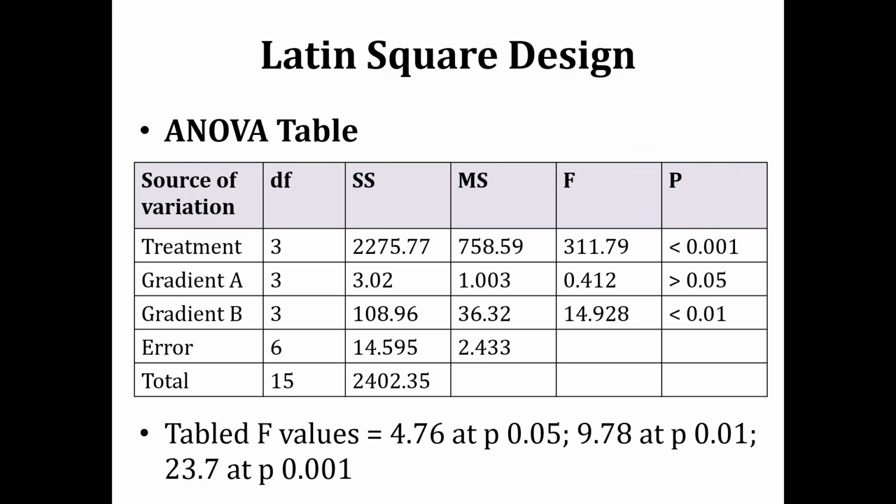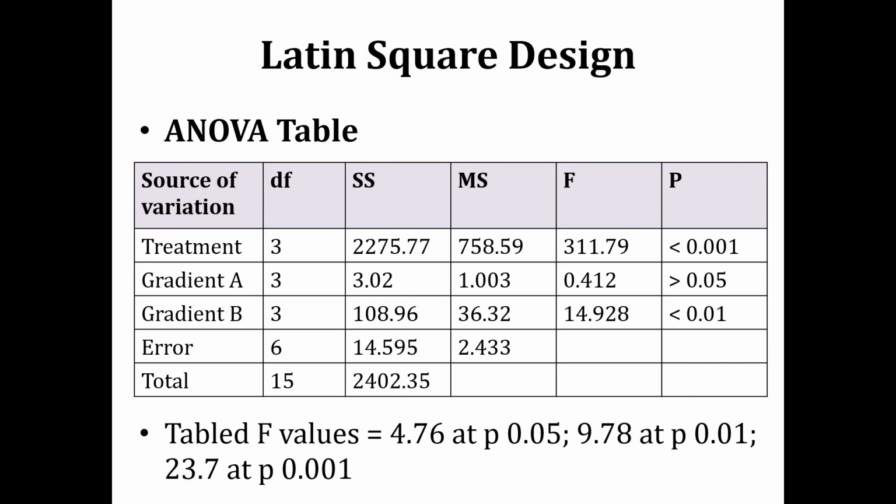Then we see the gradient A, and the gradient A is less than 1, and we can see that this is non-significant because the critical value for the degree of freedom 3 and 6 is 4.76 at probability of 0.05. So therefore, this is going to be non-significant. And then we have the gradient B, and let's see the effect of gradient B. 14.928 is also higher than the critical value at 0.05, which is 4.76. So this is also significant.